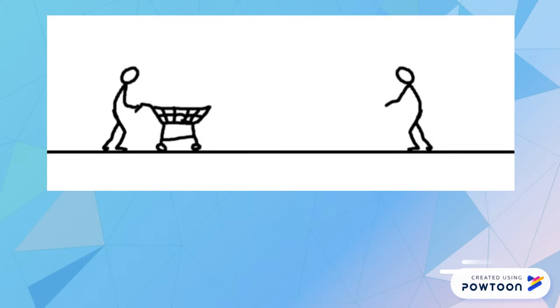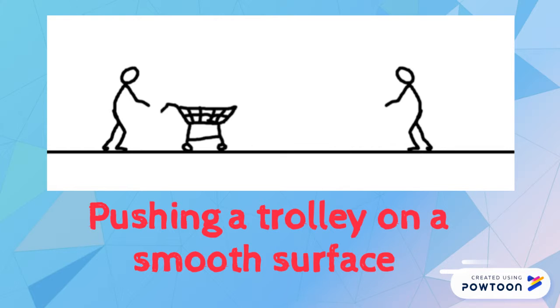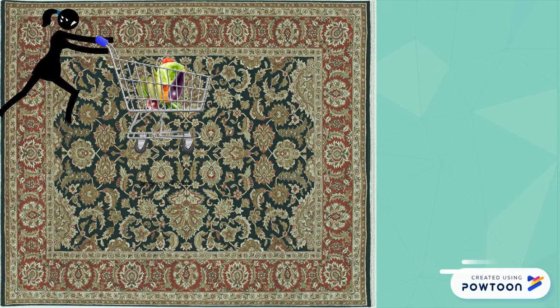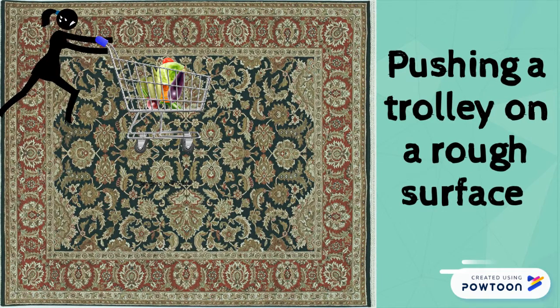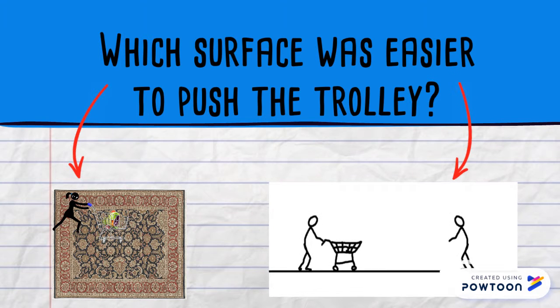Another example would be pushing a trolley on a smooth surface. Notice that this trolley right now is being pushed easily. Now, I want you to imagine that you are pushing a trolley on a rough surface. In this case, it can be a carpet. So, on which surface was it easier to push the trolley? The rough surface or the smooth surface?